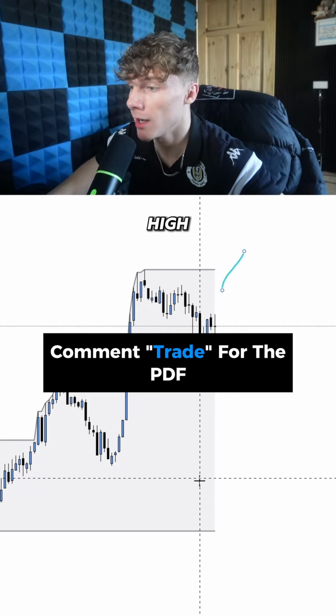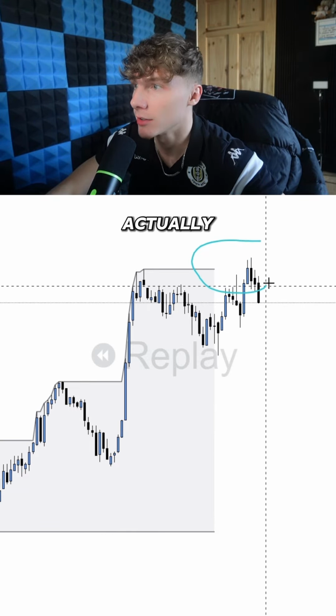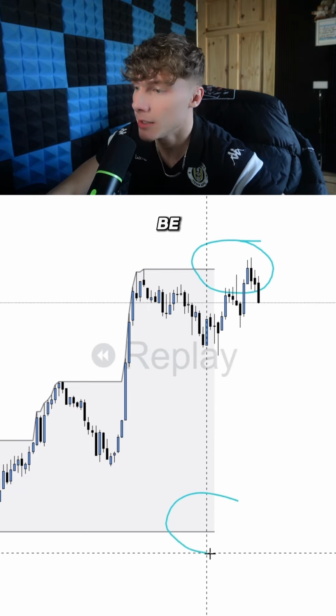Next, wait for a sweep of the high or the low. So you can see here now that we've actually swept the Asia high, meaning that the Asia low is going to be our main target.